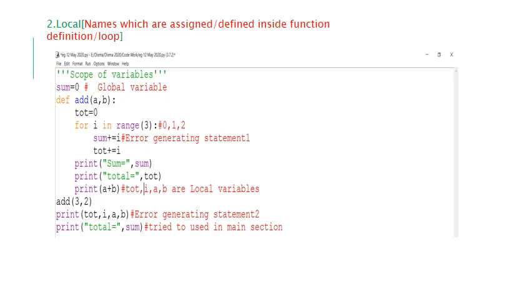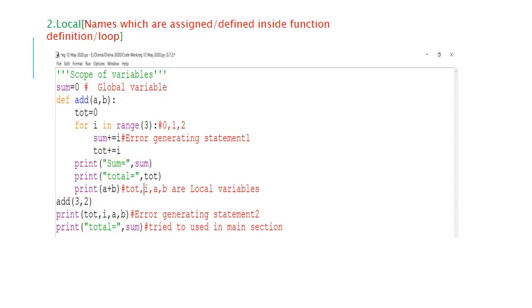You can see here, in this one, you are having a global variable sum. The add function is having two formal parameters, a and b, and a local variable called tot with a value 0. And a for loop is written here. i is going to range between 0 to 2. And sum is trying to store the value of this addition, but it will be an error generating statement. The global variable sum cannot be used inside the loop of a function definition, but the local variable tot can be used for the same purpose.